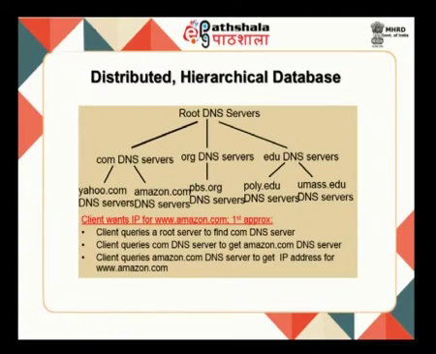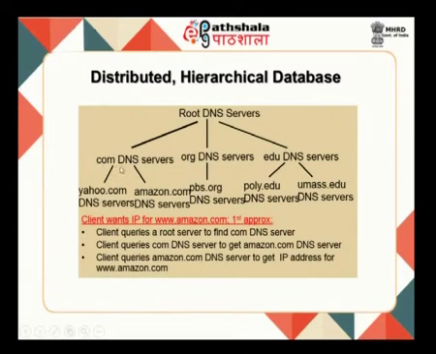Whoever has many addresses will actually maintain their own DNS service. Supposing a client wants to identify the IP for www.amazon.com. What it does is the client first queries the root server to find the com DNS server. So, here the domain name is given as www.amazon.com. First it takes the top level domain com.